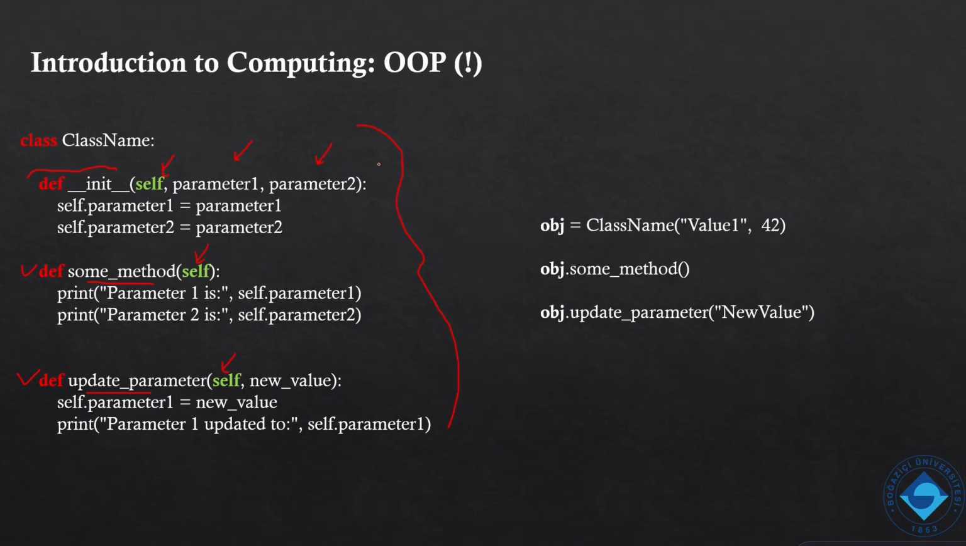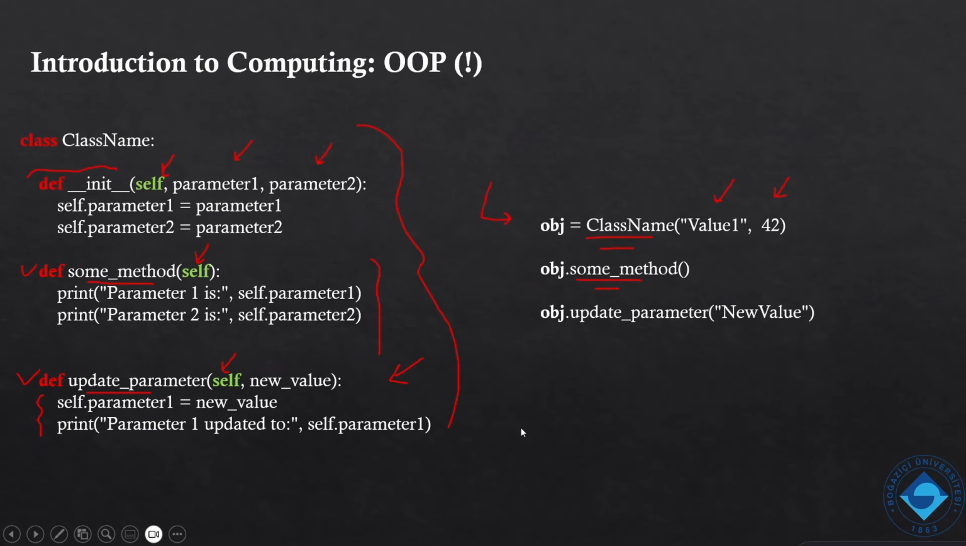Now after defining our class, we can create our objects. Again, it's my class name, and I'm sending two parameters. Then to be able to call my behavior, I'm writing object dot some underscore method. So if you can check this part, it's going to return our parameters, right? But if I call the other behavior, the other function, it will update parameter 1. You can check this part.